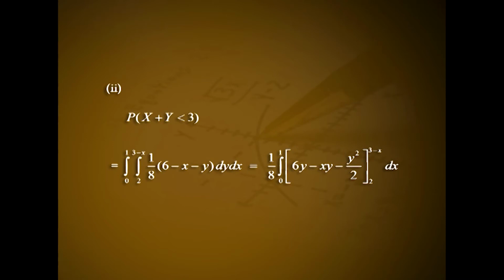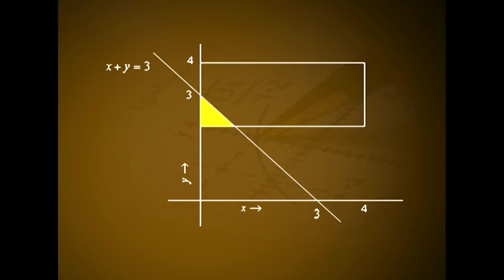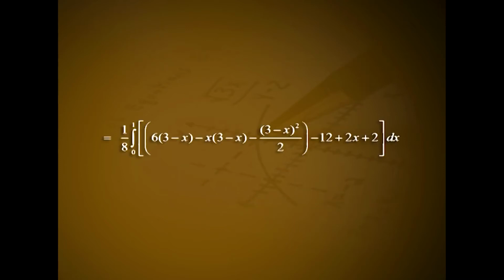2. P(x + y < 3) equals the integral from 0 to 1, again the integral from 2 to 3 − x of 1/8 (6 − x − y) dy dx. That is 1/8 times the integral from 0 to 1 of [6y − xy − y²/2] over the limit from 2 to 3 − x dx. The range of integration is the shaded region in the figure. That is equal to 1/8 times the integral from 0 to 1 of [6(3 − x) − x(3 − x) − (3 − x)²/2 − 12 + 2x + 2] dx.